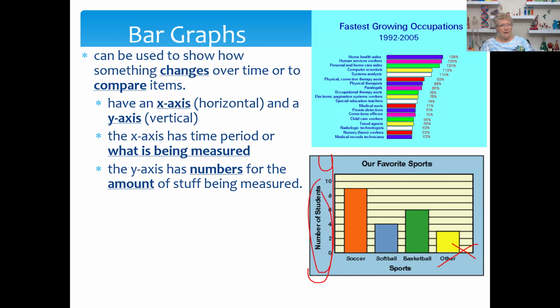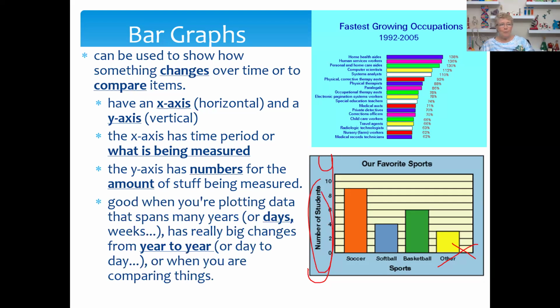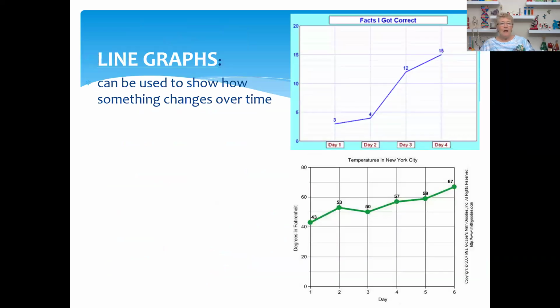All right, and it is good for plotting data that spans over a long period of time, or really big changes, or when you're comparing things. That's what a bar graph is. And you can see sometimes bar graphs go sideways, like this one, going that way. And sometimes they're up and down like that. But they're both called bar graphs. They're both very useful. Now, what kind of graph is this one?